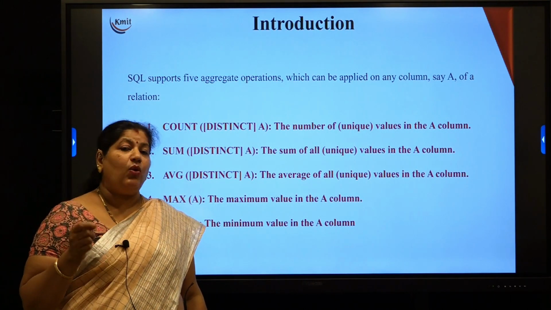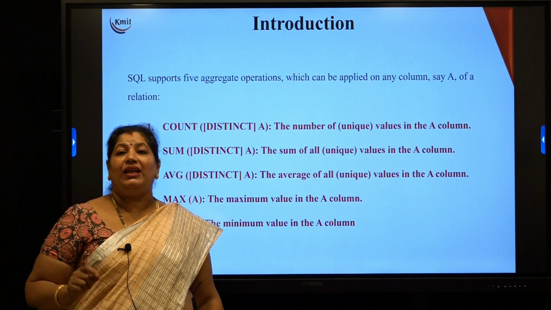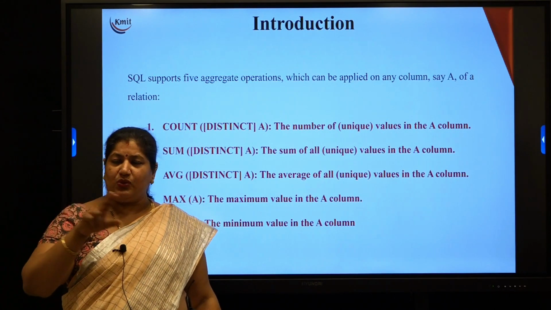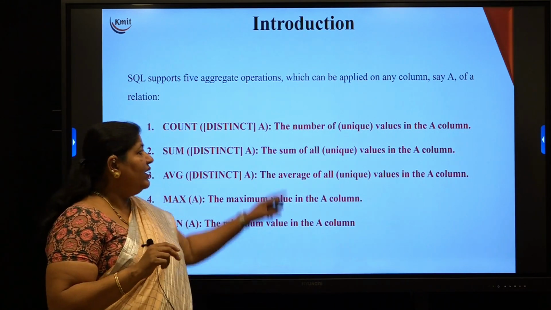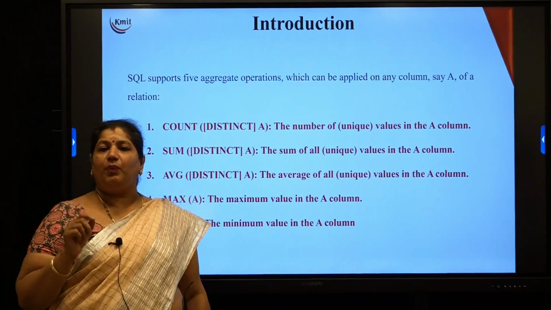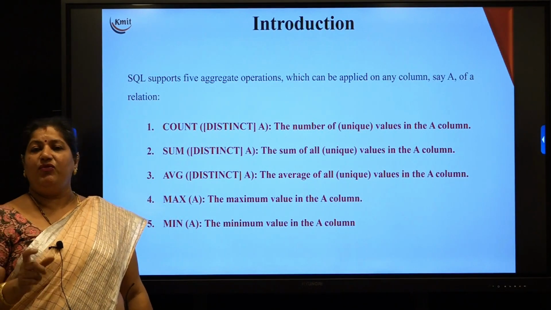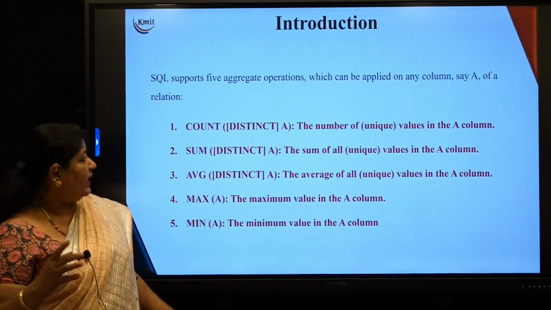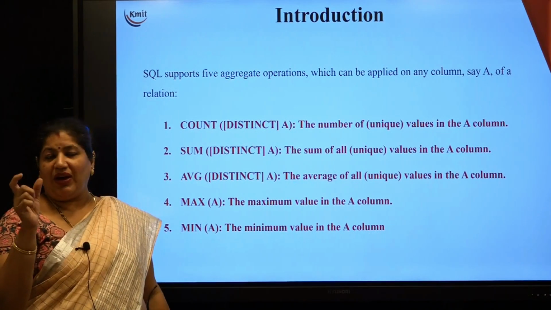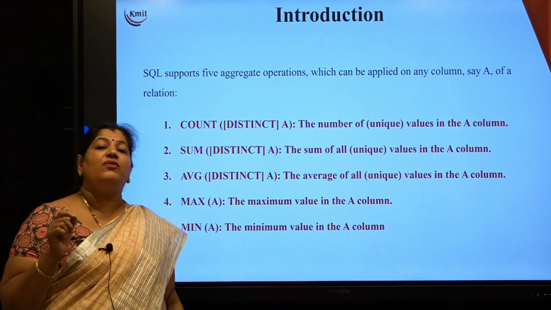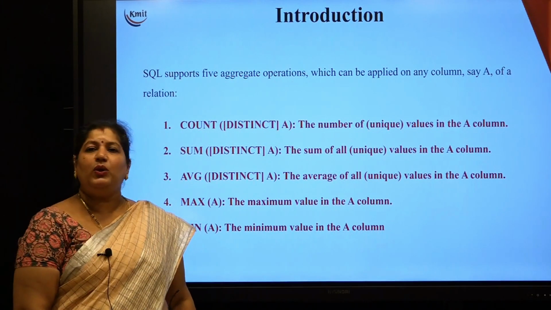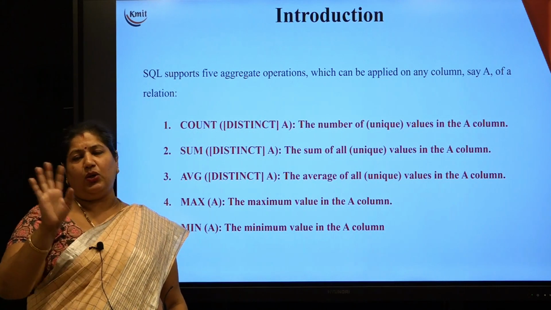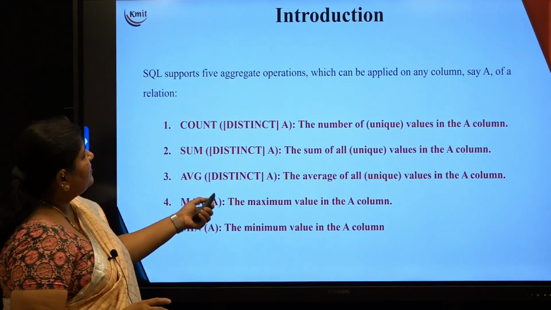When I say count star, it includes null values also because it is basically supposed to calculate the number of rows, whereas when I say count on a particular column, it gives you only not null values. Null values are not included, and if I specify distinct, it gives you unique values. If there are duplicates, that is the same value, it will not take them.